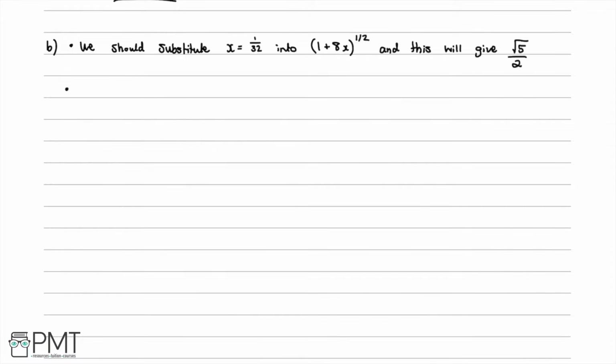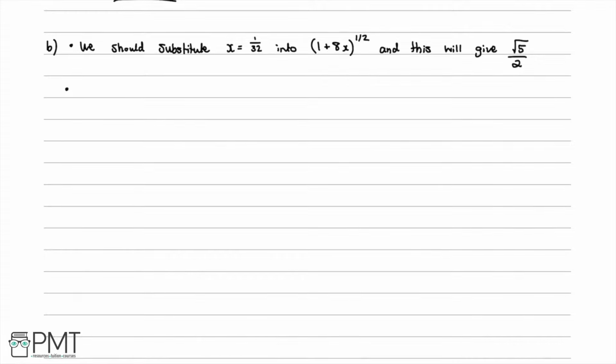So if we substitute in x equals 1 over 32 into (1 + 8x) to the power of a half, this is going to give us root 5 over 2. So I'll just note that down. Recalling the question, we want to find the square root of 5. We want to find an approximation for that.